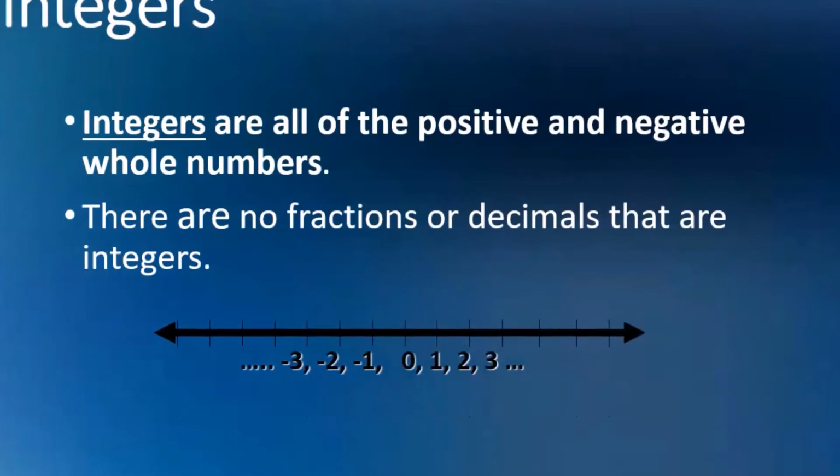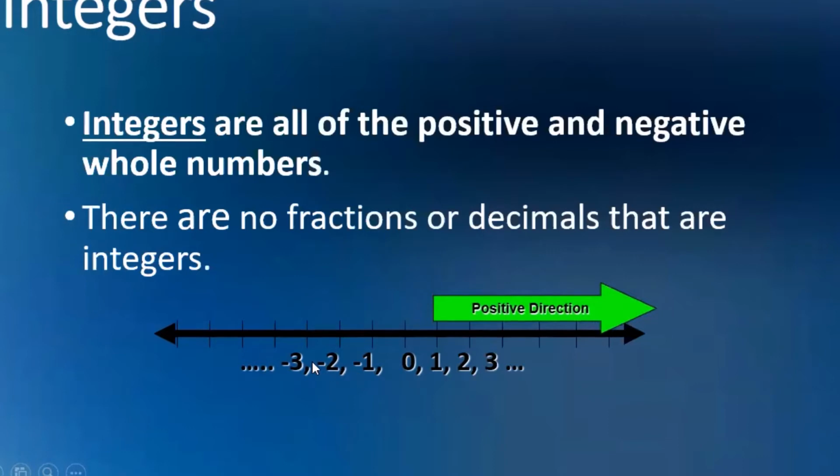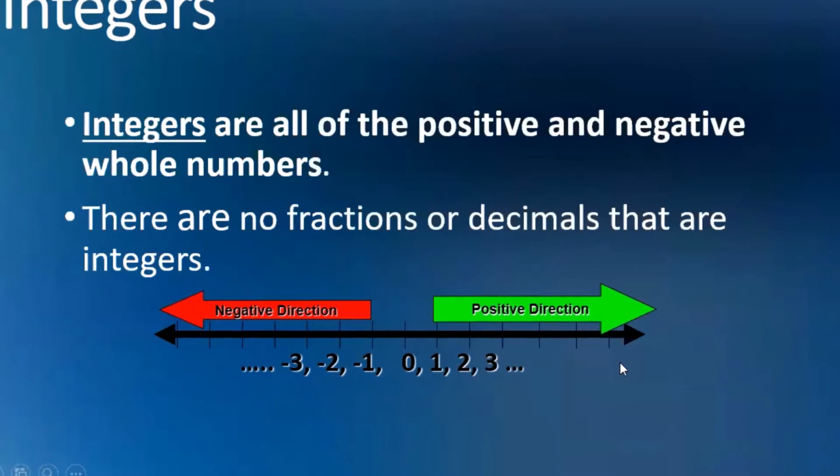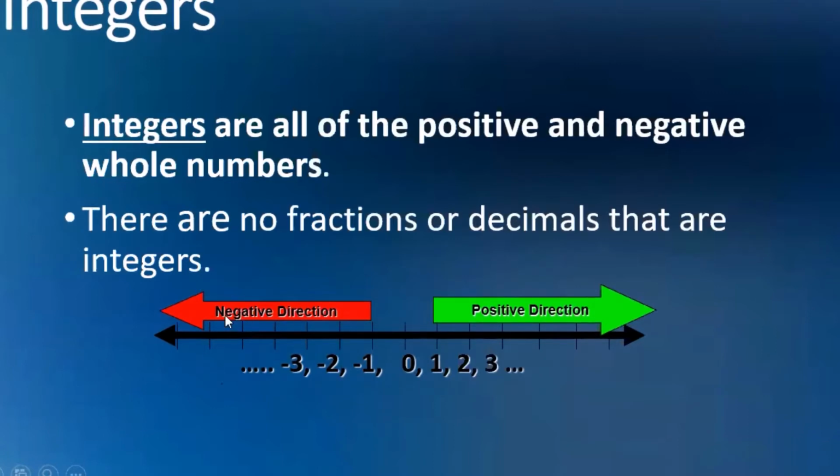So this is a number line. So between the positive and negative, the positive numbers are on the right side of 0 and the negative numbers are placed on the left side of 0. So these are the positive numbers going to the positive direction or going to the right, and negative numbers going to the negative direction or going to the left side of 0.